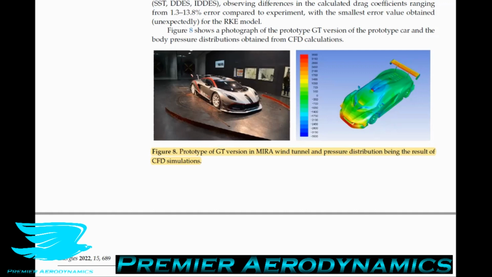For comparison, in a study by Zhang and others, experimental results were compared with numerical simulation results of a highly detailed sedan vehicle model with different turbulence models. The most popular RANS turbulence models, so realizable k-epsilon, Abe-Kondoh-Nagano k-epsilon, k-omega SST, and v2f, and hybrid models SST DDES and IDDES, observing differences in the calculated drag coefficients ranging from 1.3 to 30.8%.